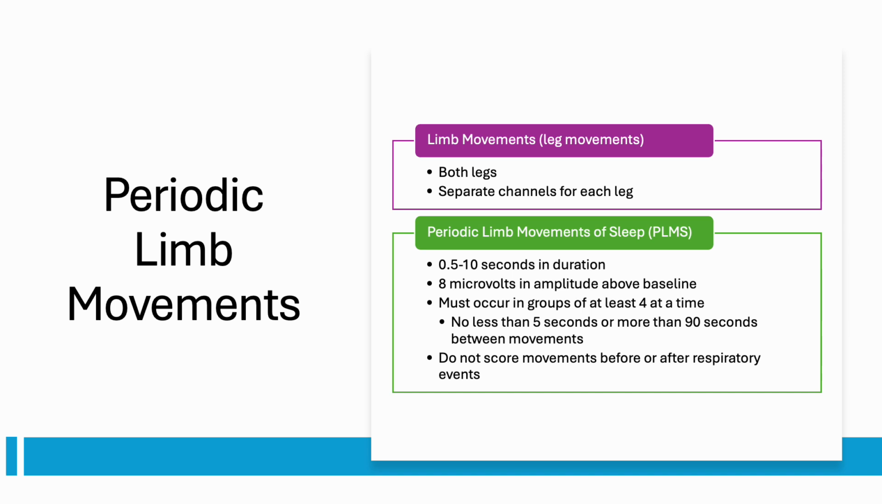Most providers don't pay attention to individual leg movements like one every minute. They really want groups of four or more, which we would call periodic limb movements of sleep, or PLMS. To score PLMS, the movements need to be between 0.5 and 2 seconds long and at least 8 microvolts in amplitude compared to the baseline. PLMS are only scored in groups of at least 4.